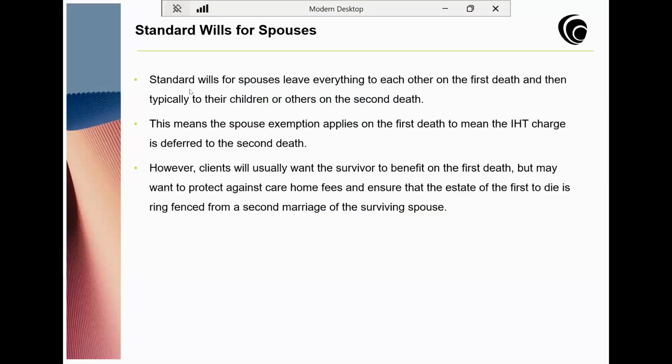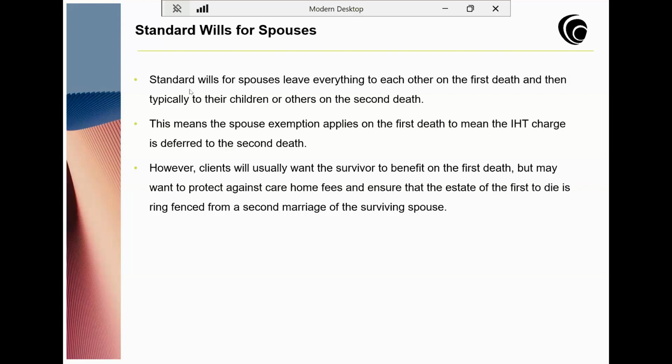So, in terms of will planning, we will always advise clients, obviously, that they should have wills so that their estates do not pass under the intestacy rules. And the most basic planning for married couples or civil partners is usually to leave everything to each other on the first death, and then typically to their children on the second death. Now, this, of course, defers the inheritance tax charge to the second death because the spouse exemption will apply on the transfer to the surviving spouse on the first death.